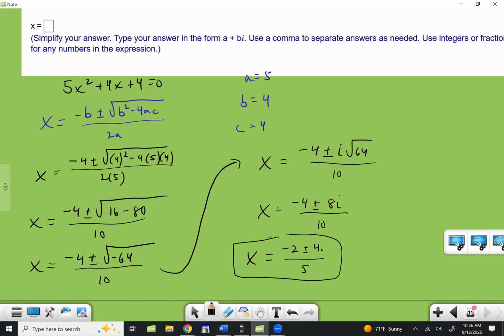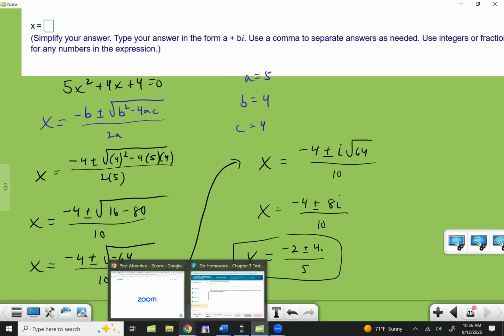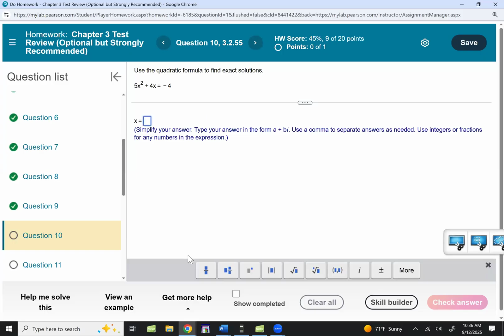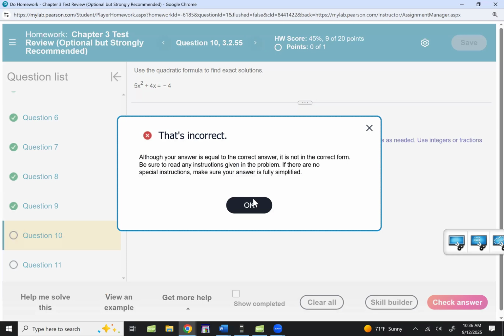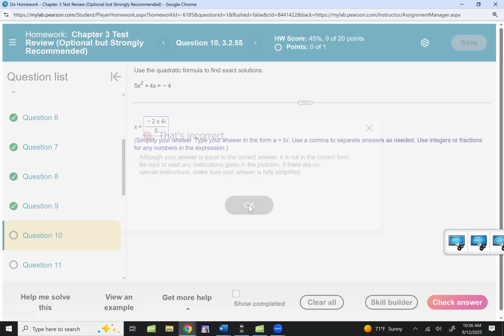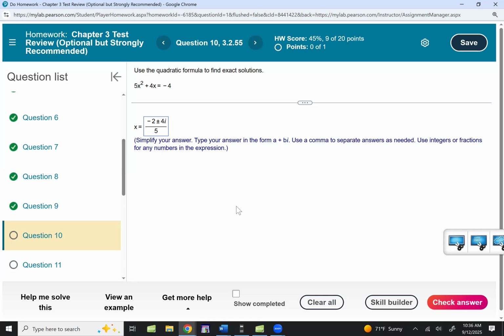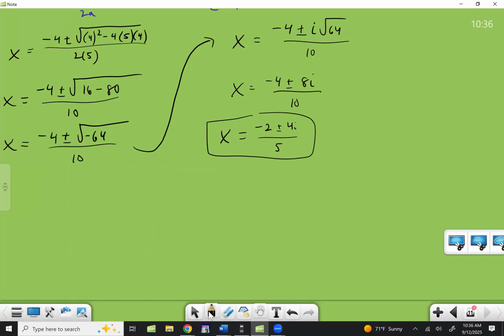All right, let's go put this guy in. What is it? Negative 2 plus or minus 4i divided by 5. All right, negative 2 plus or minus 4i divided by 5. Oh, okay, you know, I should have read the blue, huh? Type your answer in. Oh, okay, I read it now. So we do have to go one step further, you guys. I thought since it let us do it on the last problem, it was just going to let us do it on this one. But so separate it out.